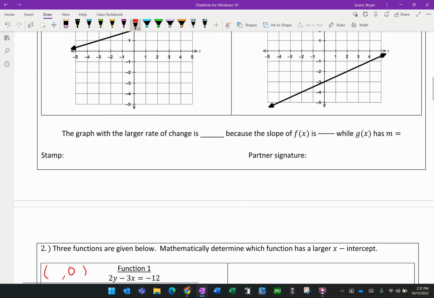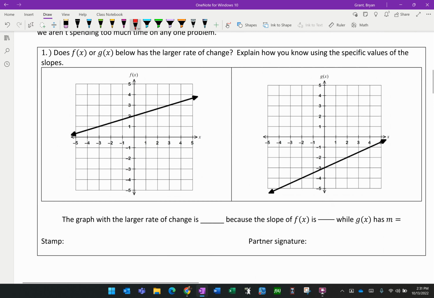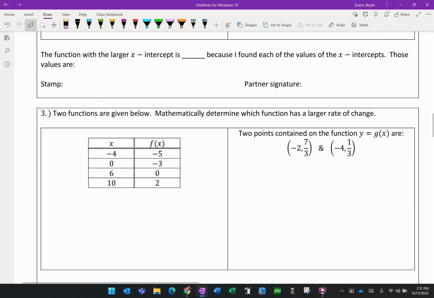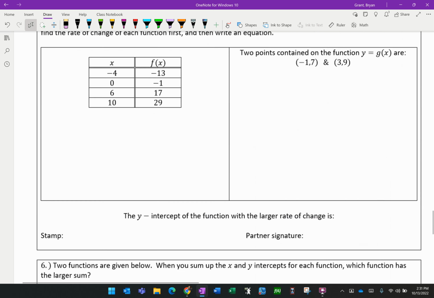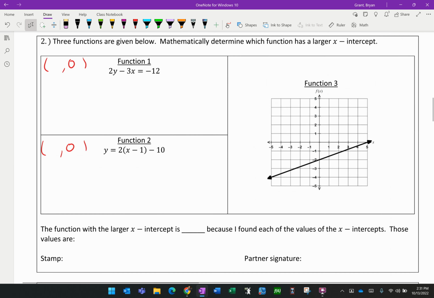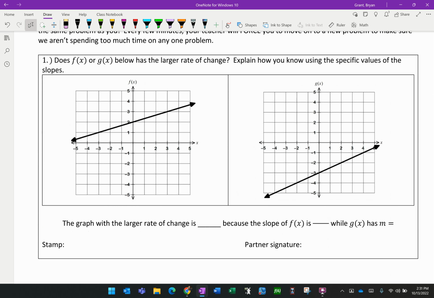I would prefer that you work with a different partner on each problem. Part of life is being able to work with different people, get along with different partners. And we only have 1, 2, 3, 4, 5, 6 total problems for today. So hopefully that's not too terrible. But why don't you guys figure out your partner for problem 1, okay? And then pause this video and get started.